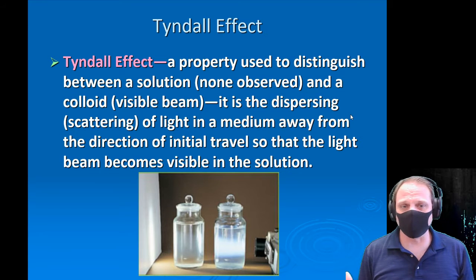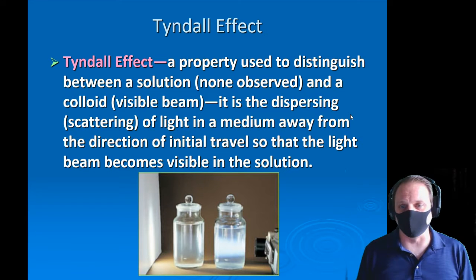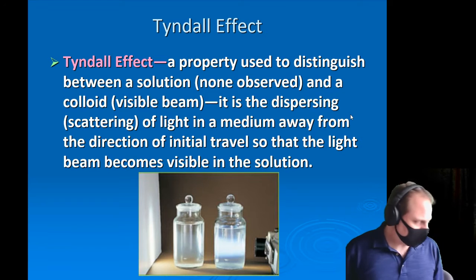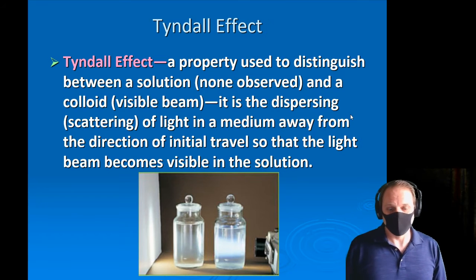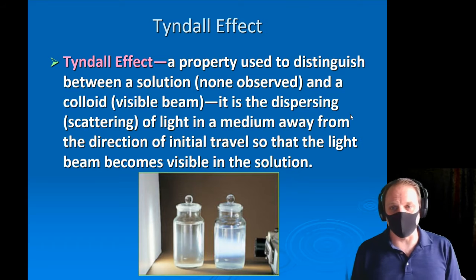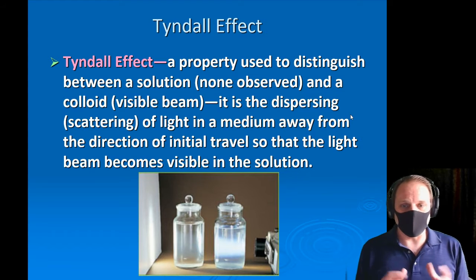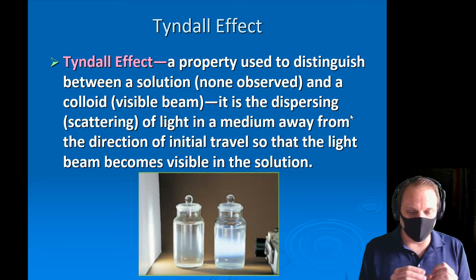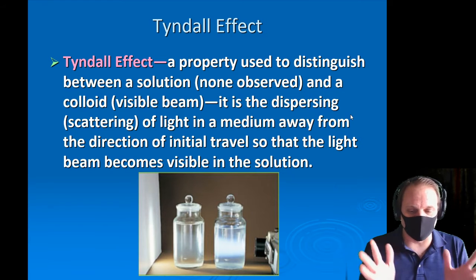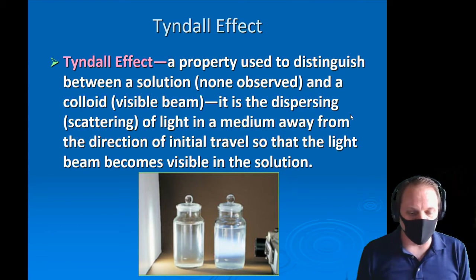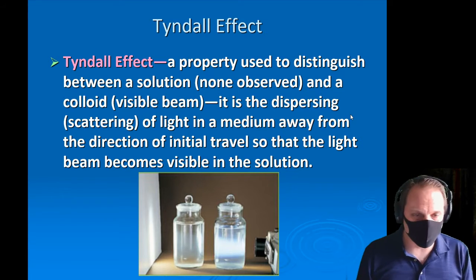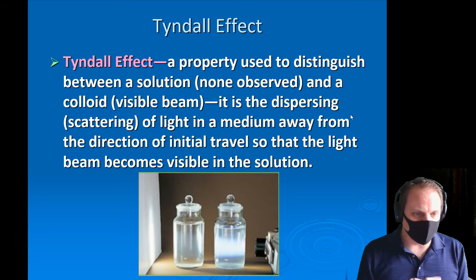Okay, so this is a property that's used to distinguish between a solution and a colloid, right? If you can see the visible beam, then we consider it a colloid. And if we can't see the visible beam, then it's considered a solution, okay? Again, the idea here is that as the beam is traveling through a colloid, it's going to cause a scattering of light because of the particle size, and it's going to shoot the light up to our eyes. And so we should see the beam actually traveling through it. I gave you a little picture of it there, but I want to show it on the camera as well.